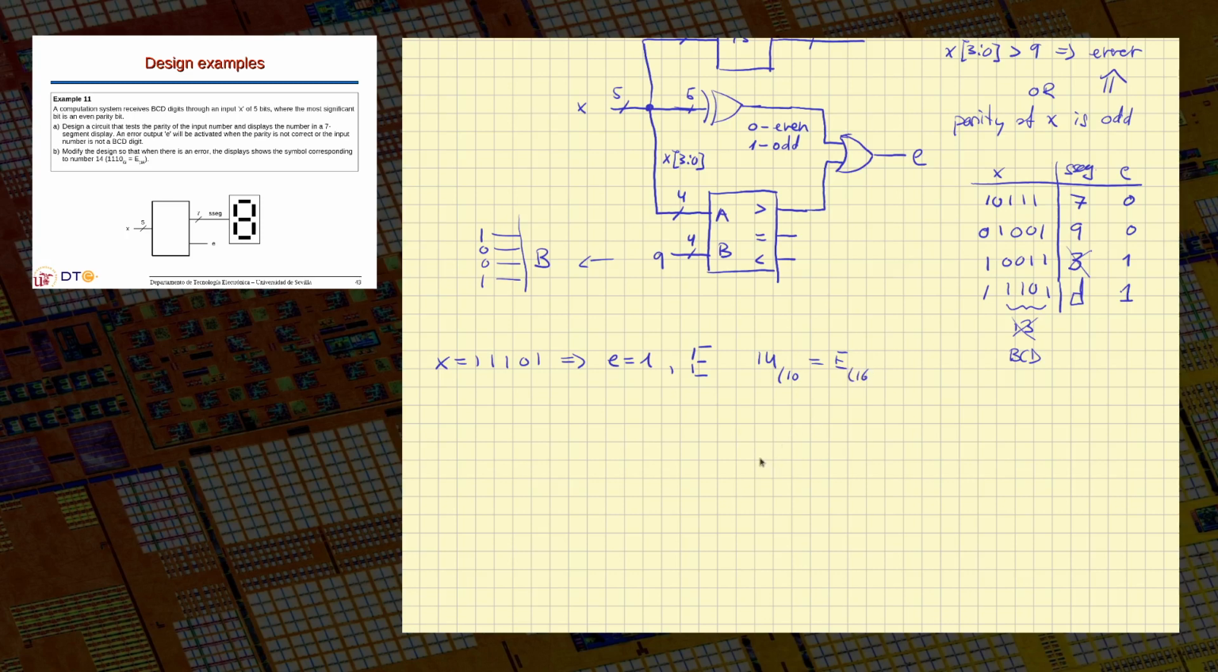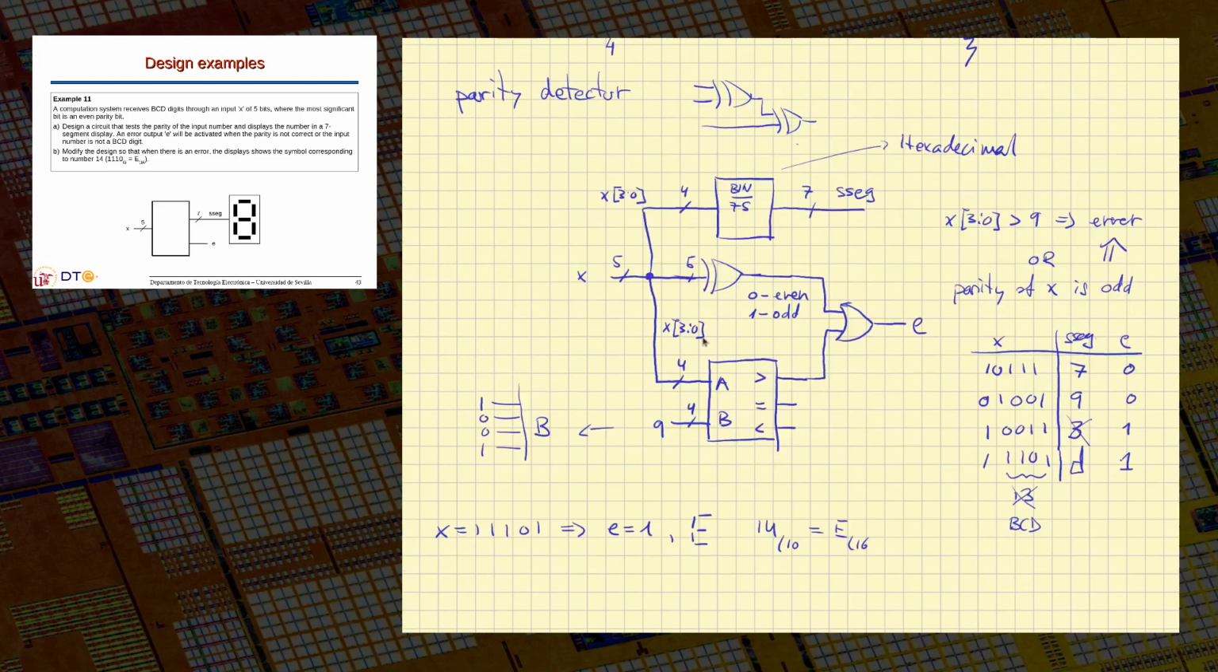So what we have to do is that when we have an error in the BCD representation, we do not only activate the error signal, but also we have to trick our converter not to convert the original number, but to convert number 14. We can do that also by slightly modifying our system. In this case, we modify this part, the conversion part.